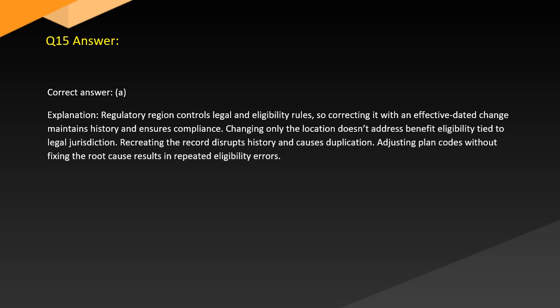Answer. Correct answer: A. Explanation. Regulatory region controls legal and eligibility rules, so correcting it with an effective dated change maintains history and ensures compliance. Changing only the location doesn't address benefit eligibility tied to legal jurisdiction. Recreating the record disrupts history and causes duplication. Adjusting plan codes without fixing the root cause results in repeated eligibility errors.